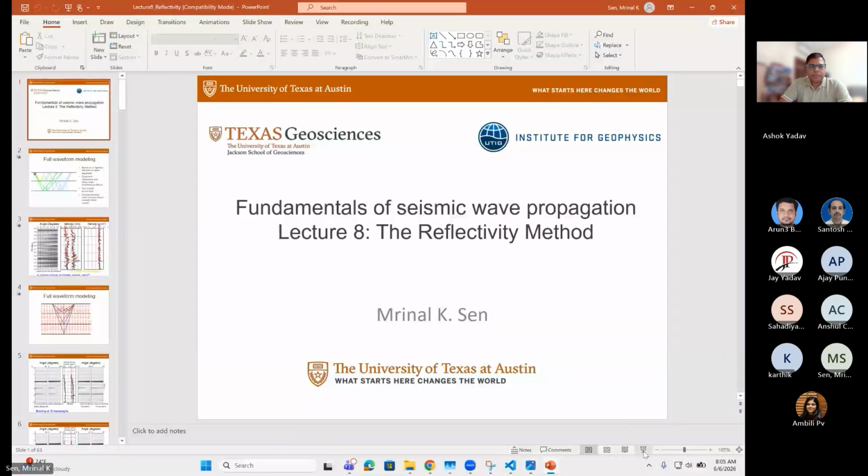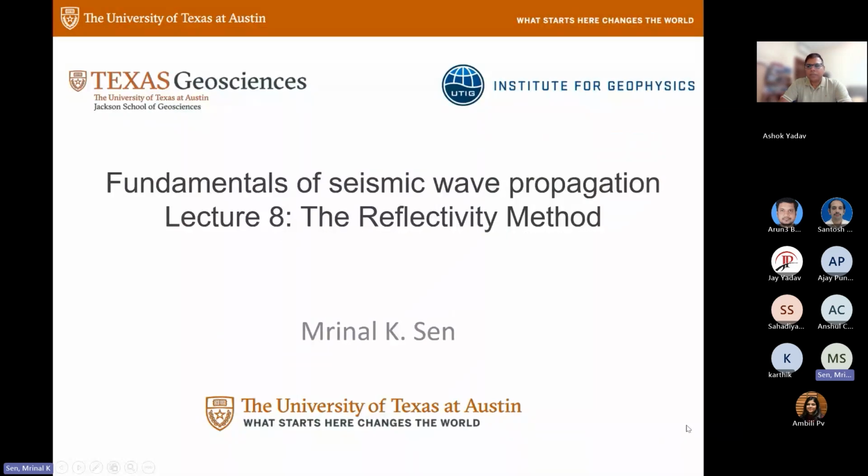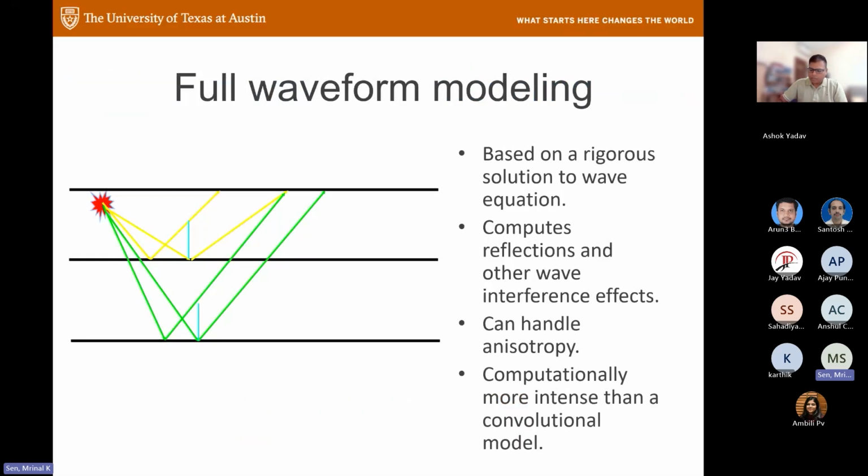Yes, sir. Okay, so today the first lecture will discuss the reflectivity method by Brian Kennett for layered medium. This is built upon some of the concepts that I discussed last week, and let's get started on this. So here the goal is to do full waveform modeling, but for layered medium.